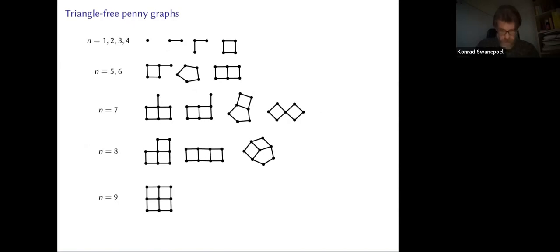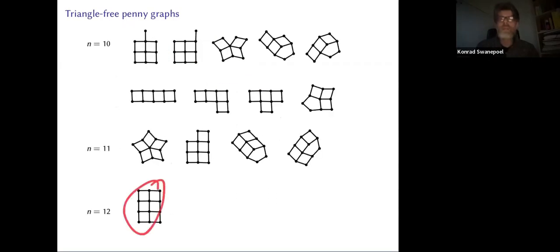2 times 3, 6, yes. For 6, I could only find one example. So maybe for those values, which is either a square or a number times the next number, maybe you only get the square, something lying on the square lattice. Combinatorially, because you can move these things. They are not rigid.